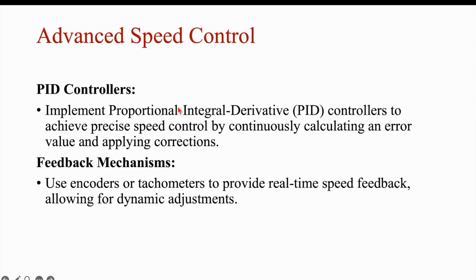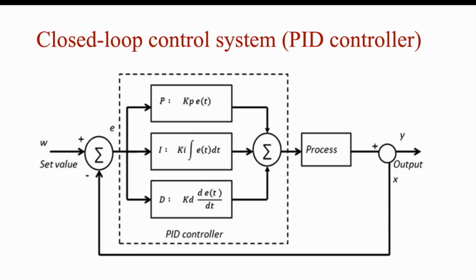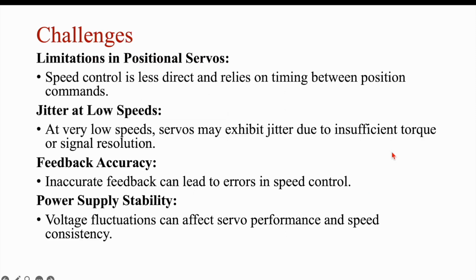Advanced speed control is the PID controller. Implement a proportional integral derivative controller to achieve precise speed control by continuously calculating an error value and applying corrections, like we have seen in the previous circuits. For the feedback mechanism, use encoders or tachometers to provide real-time speed feedback, allowing for dynamic adjustment. The PID controller evaluates and processes any error and then gives you the output.